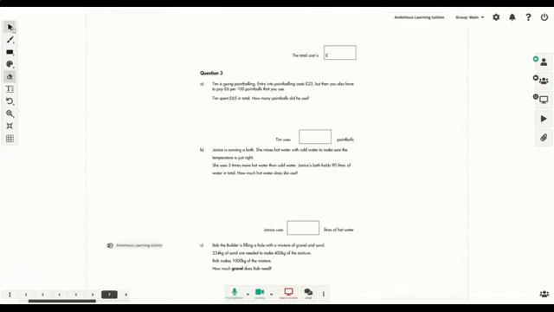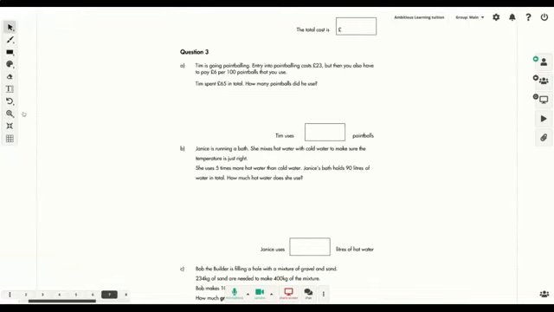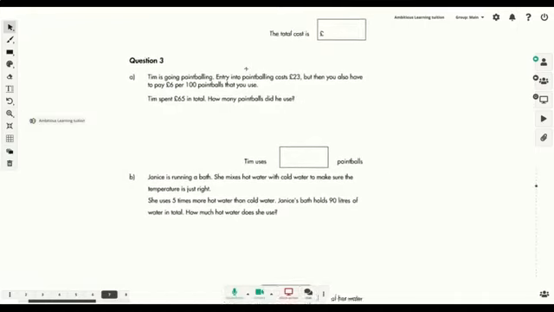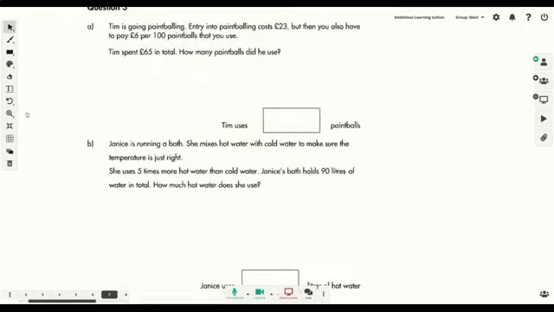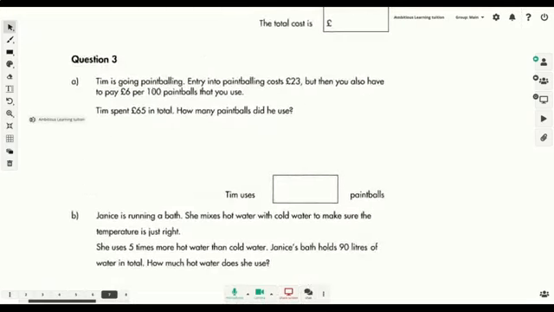This was hard for some and easy for some of you, the previous one. So let's move on to the next one.